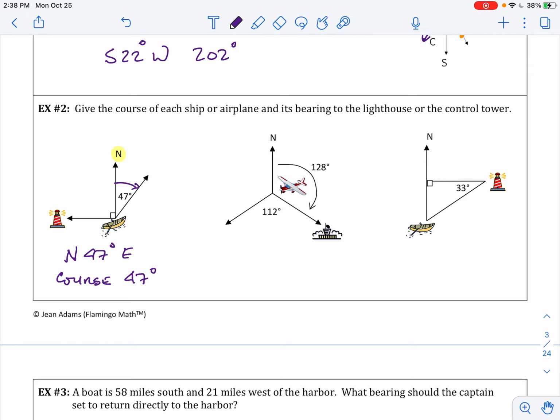Now the bearing, if you look at it this way, would be looking the other way here. So I would try to figure out my way from there to the control tower. It gives the course of each ship or airplane and its bearing to the lighthouse. So if I have that, what would be the bearing to the lighthouse? Again, I would come all the way around here, and I would get some version then of 270.